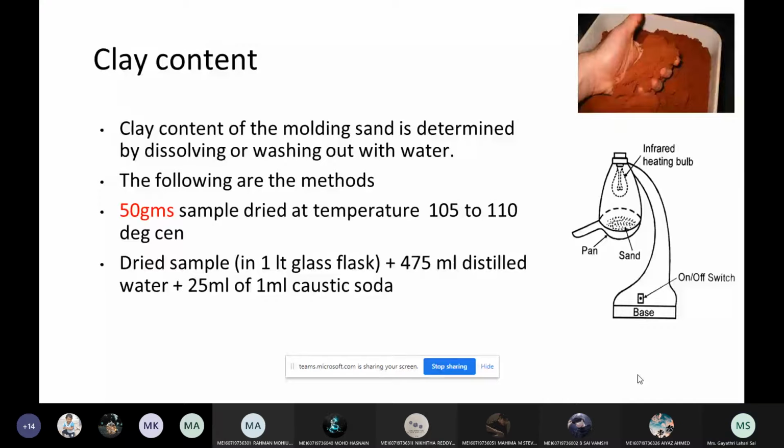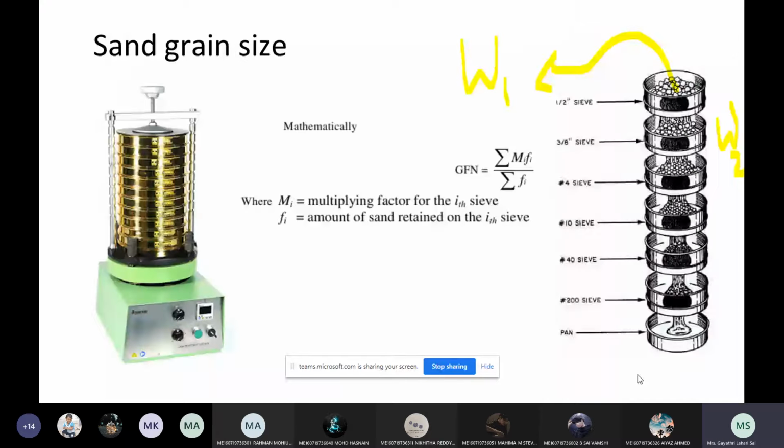clay content. And then we had discussed the sand grain size. How do you calculate the grain size using the sieves from the top sieve to the bottom sieve? When I'm pouring dried molding sand from the upper to the lower sieve, the sand grains are filtered down, and you will be measuring the retained sand in each sieve. That you will take as Fi, the amount of sand retained in the ith sieve.